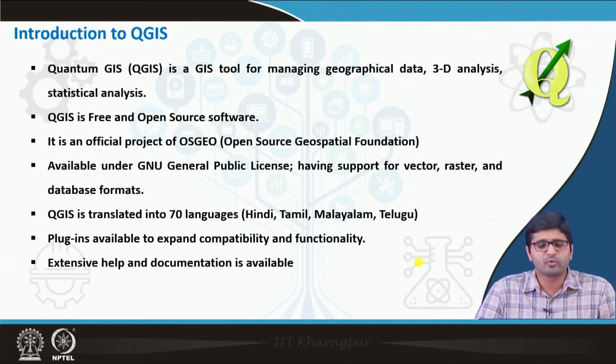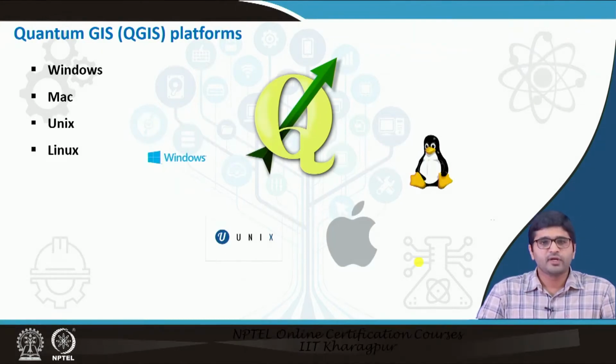One more important thing about QGIS is the availability of extensive help and documentation. Since it is open source software, people around the world use this software, and they put up their positives and negatives about it. There is a forum available for QGIS as well. There you can ask a query about your particular problem, and somebody will answer it. When it comes to platforms, QGIS is available for various operating systems, for example Windows, Mac, Unix and Linux.